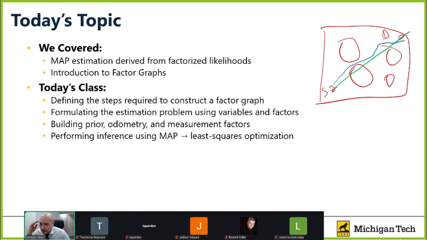Okay, so that's what we're going to talk about today. We're going to talk about how we can design a problem using factor graph, a probabilistic model, of course. So let's see how we can do that.